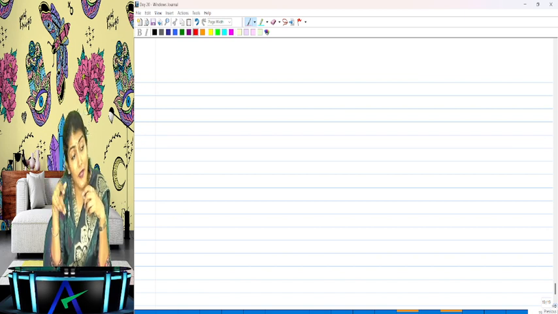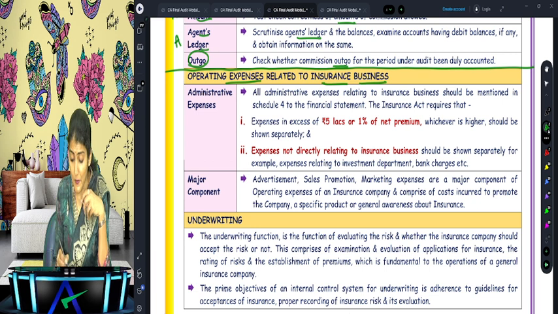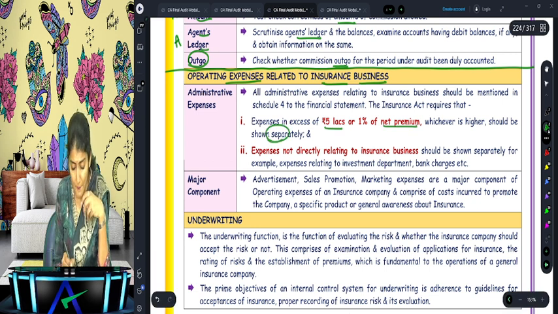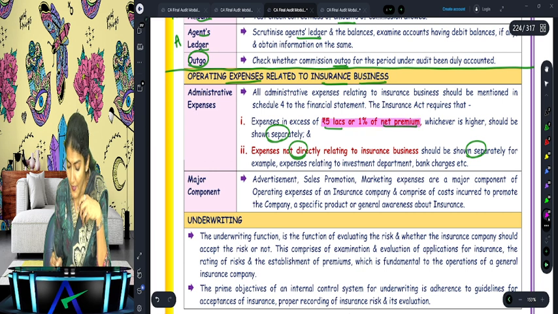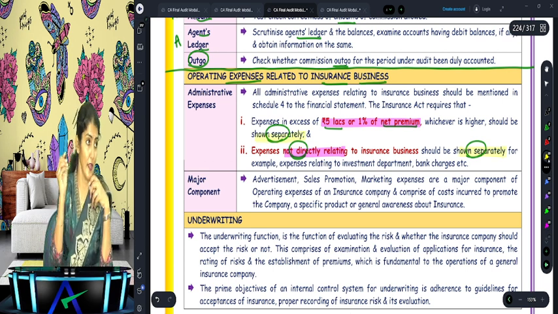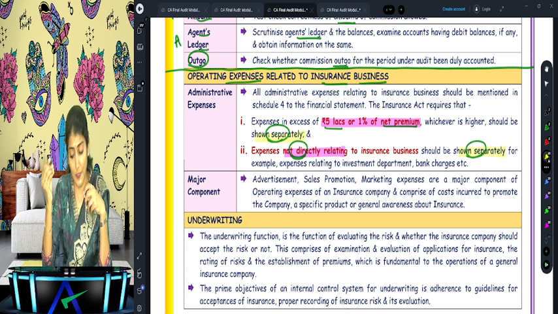No. So that is why in case of an insurance company, it says operating expenses which are 5 lakh or more than 1% of the net premium income are required to be shown separately. And expenses not directly related to insurance business are required to be shown separately. Right, so 5 lakh or 1% of net premium, whichever is higher, should be shown separately.